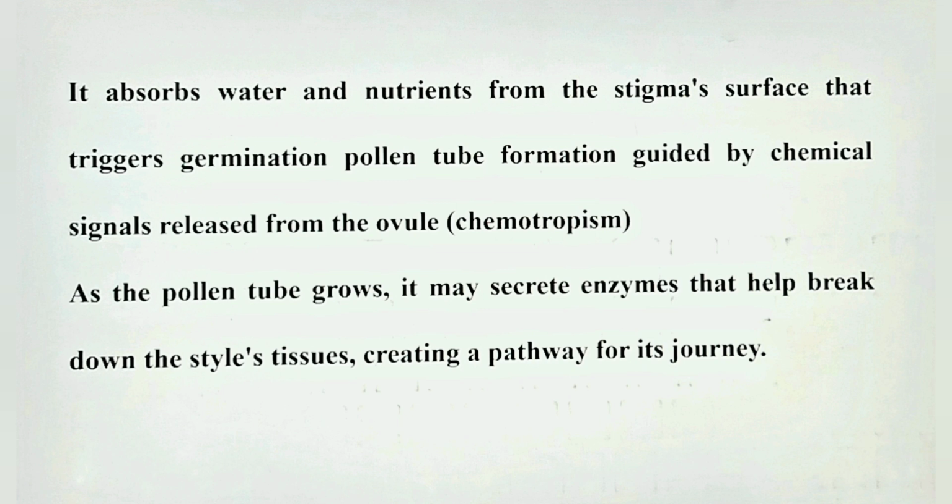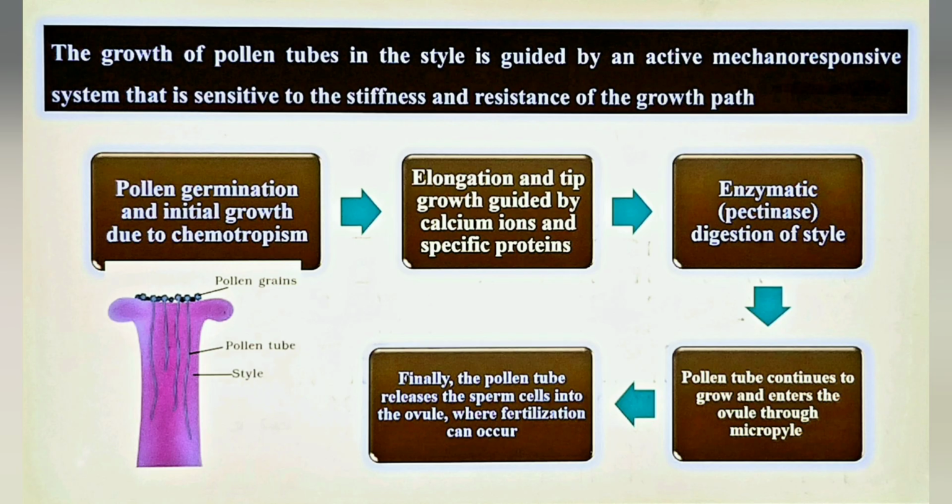As the pollen tube grows, it may secrete enzymes that help break down the style's tissue, creating a path for its journey. The tissue that is present in the style has to be disintegrated. If it is not disintegrated, there will be no space for the tube to travel down. So that tissue needs to be digested in order to allow the tube to germinate and grow inside. Now this is a schematic representation of the growth of pollen tube in the style.